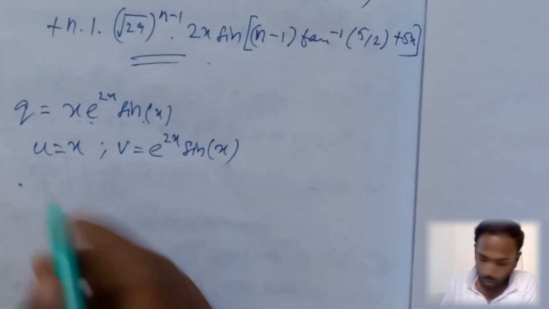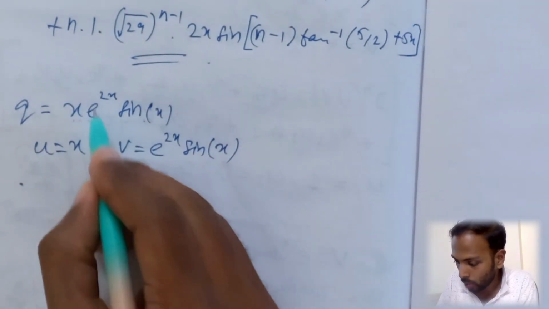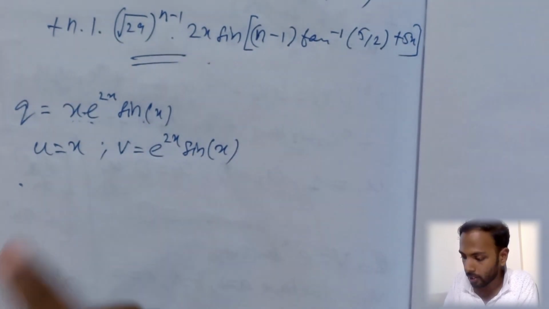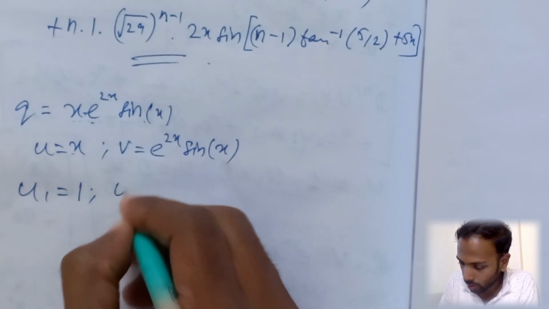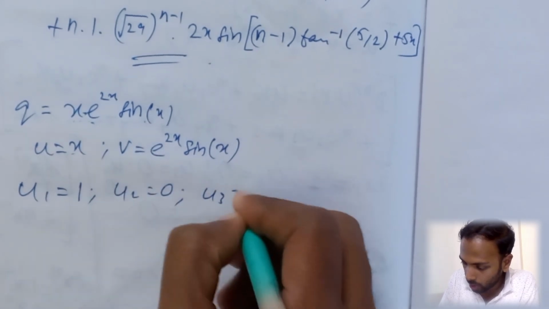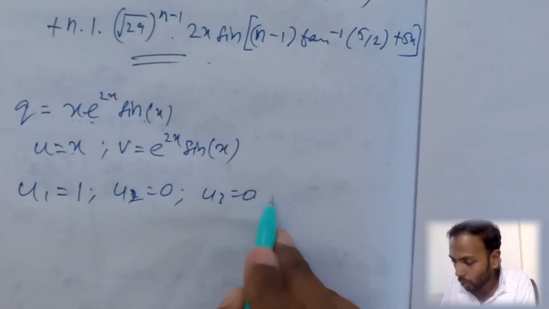So apply the Leibniz theorem here also. It's in the form of U into V. So U1 would be what? 1, since U is x. U2 would be what? 0. U3 would be what? 0. Same story here also: from U2, everything is going to be 0 again.